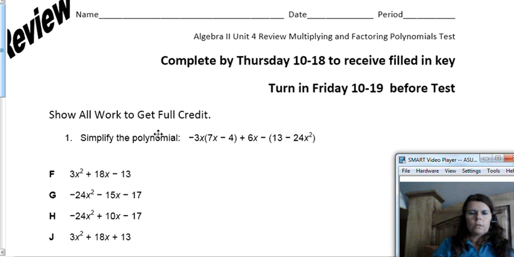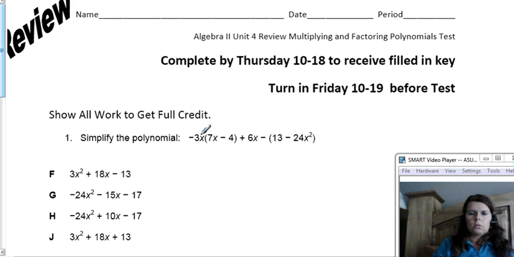Okay, so I'm going to go over the review for the test this Friday, October 19th. Look at problem number 1. Simplify the polynomial negative 3x times (7x minus 4) plus 6x minus the quantity of 13 minus 24x squared.